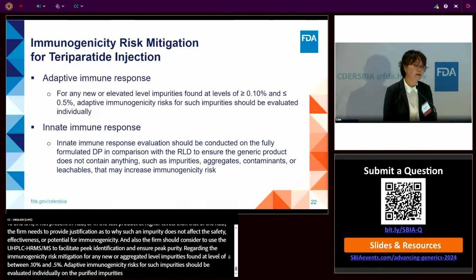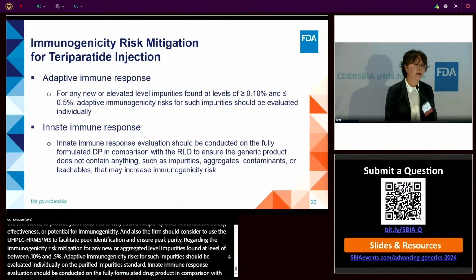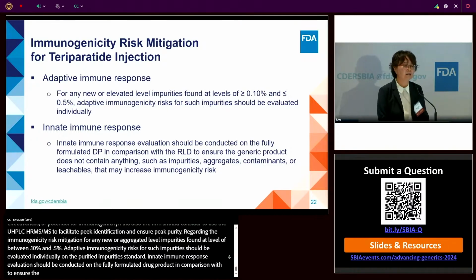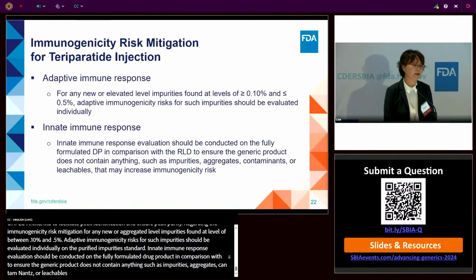Innate immune response evaluation should be conducted on the fully formulated drug product in comparison with the RLD to ensure the generic product does not contain anything such as impurities, aggregates, contaminants, or leachables that may increase immunogenicity risk.